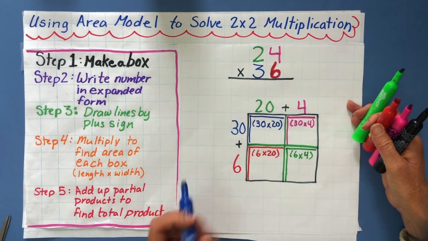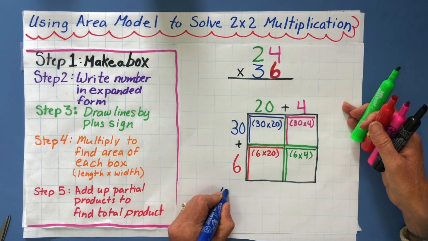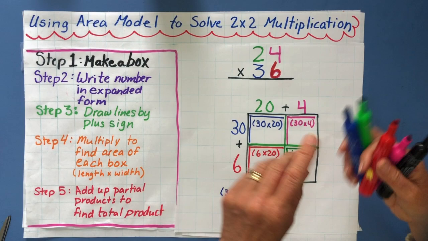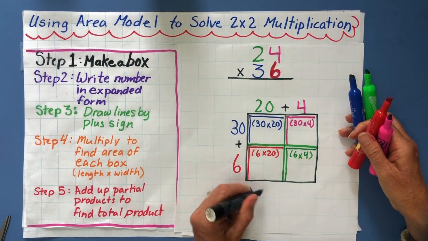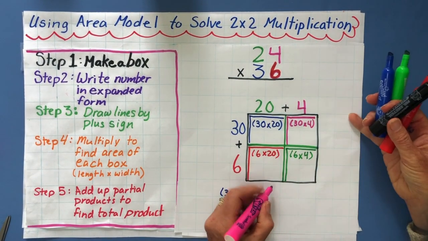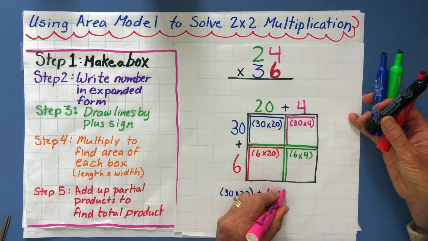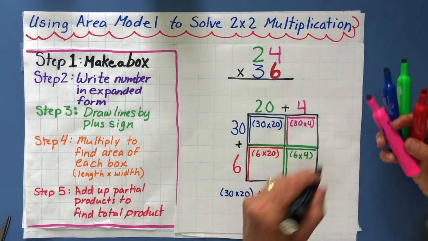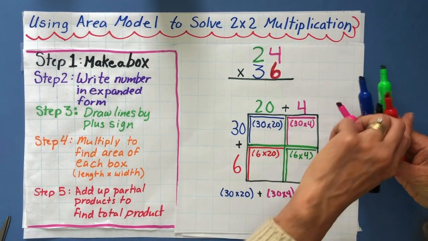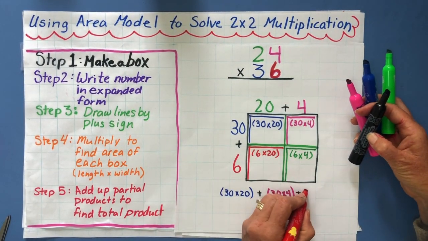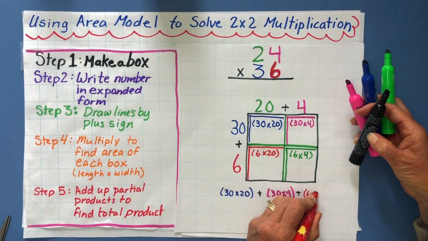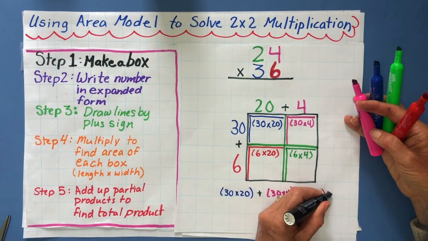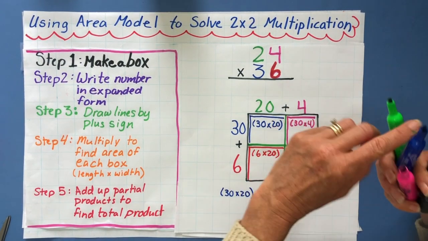So this box, I have the partial product of 30 times 20. Then I'd have to add that to this box, which is 30 times 4. Then I'd have to add that to that box down there, the red box, which is 6 times 20. And then I have my last box, the green box, which is 6 times 4.